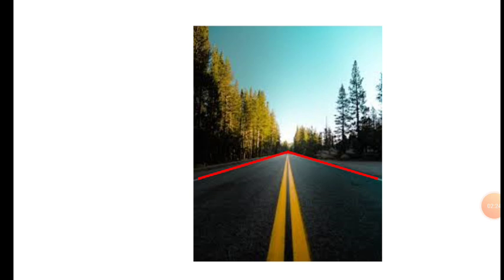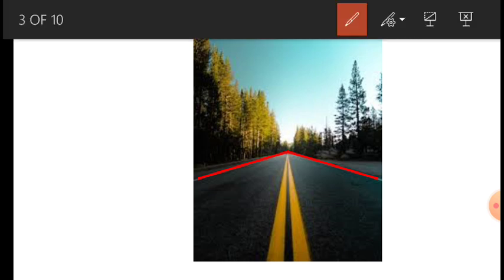You can see that these lines are going and meeting at a point. I have drawn through that road. It is meeting at one point like this. If you draw the projections of these lines and move them to infinity, that is the point where they are going to meet.